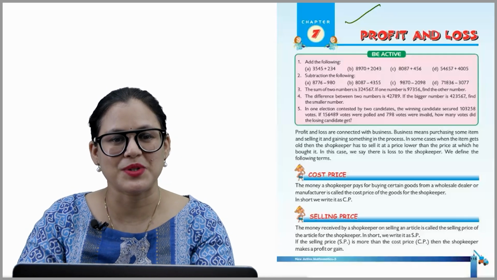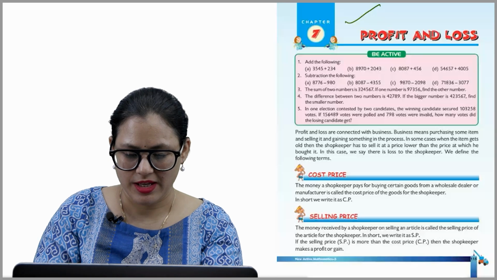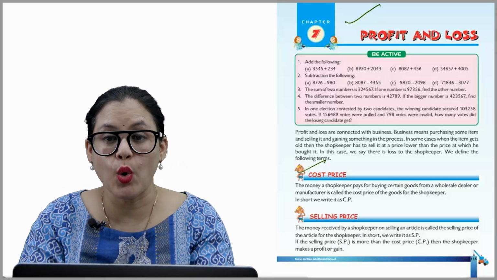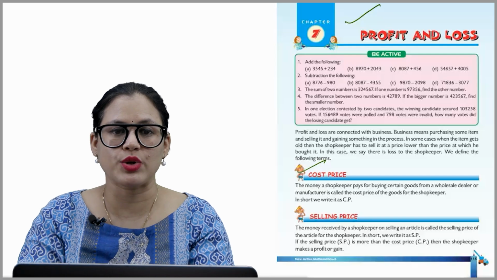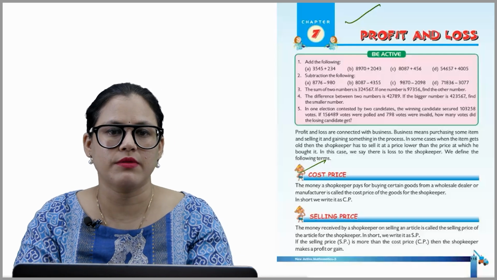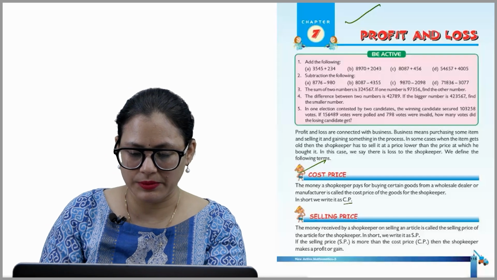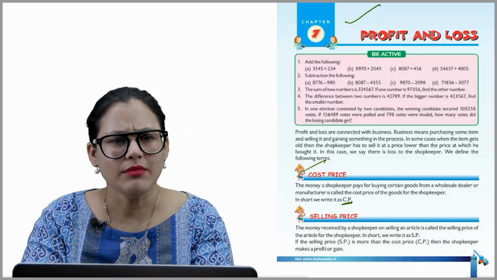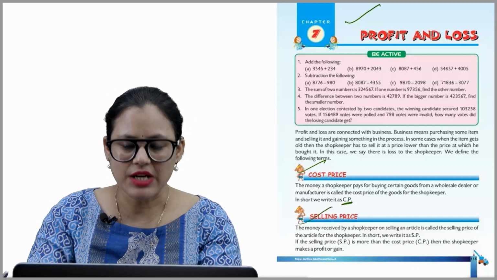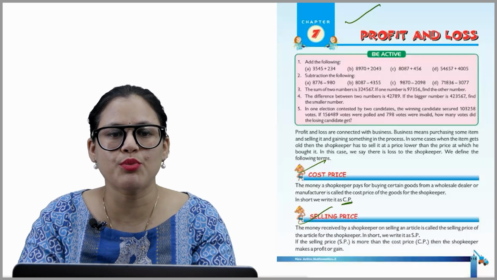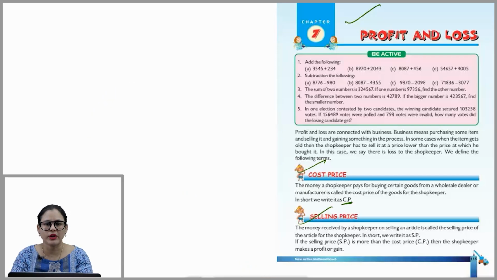We define the following terms. Cost price. The money a shopkeeper pays for buying certain goods from a wholesale dealer or manufacturer is called the cost price of the goods for the shopkeeper. In short, we write it as CP, okay? Cost price. And selling price? The money received by a shopkeeper on selling an article is called the selling price of the article for the shopkeeper. In short, we write it as SP.